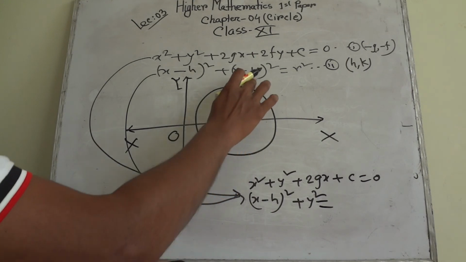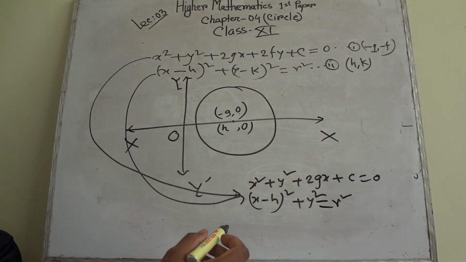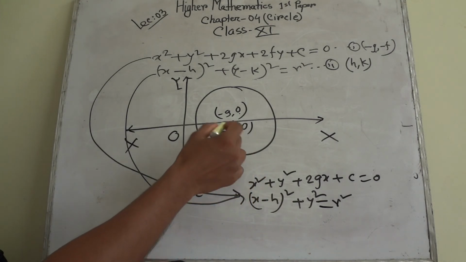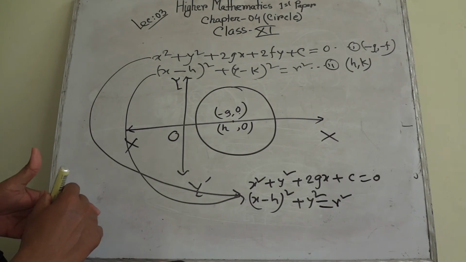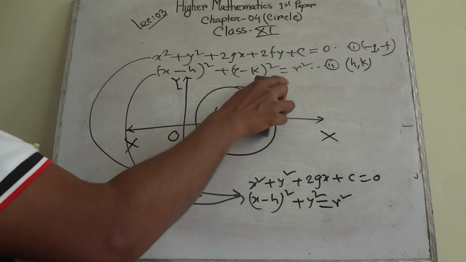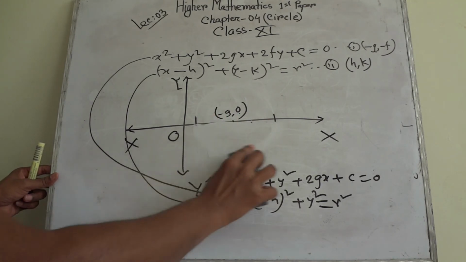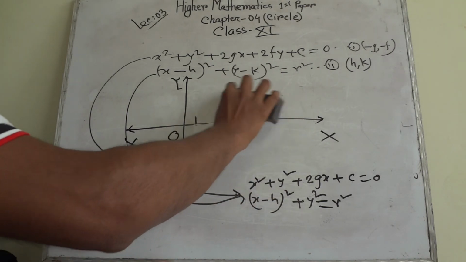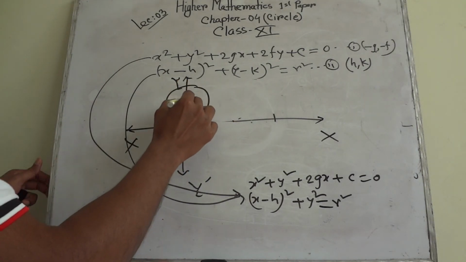That's when k is equal to 0, this is equal to r square. This is the equation of circle when the center lies on the x-axis. Clear? But when the center lies on the y-axis, what will be the equation of circle? What will be the equation of circle when the center lies on the y-axis?